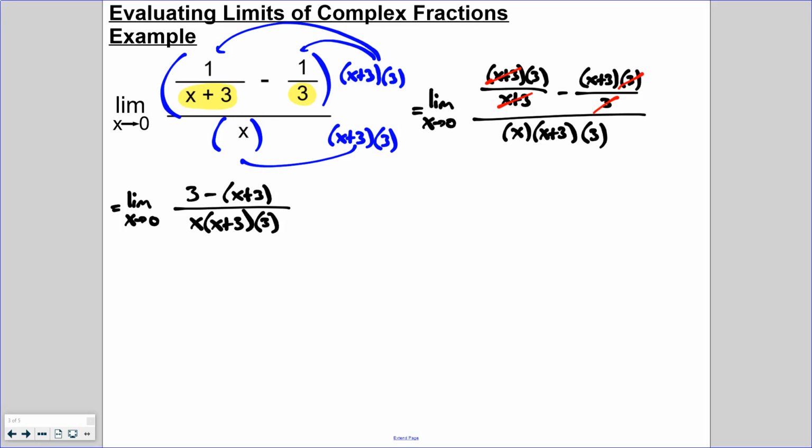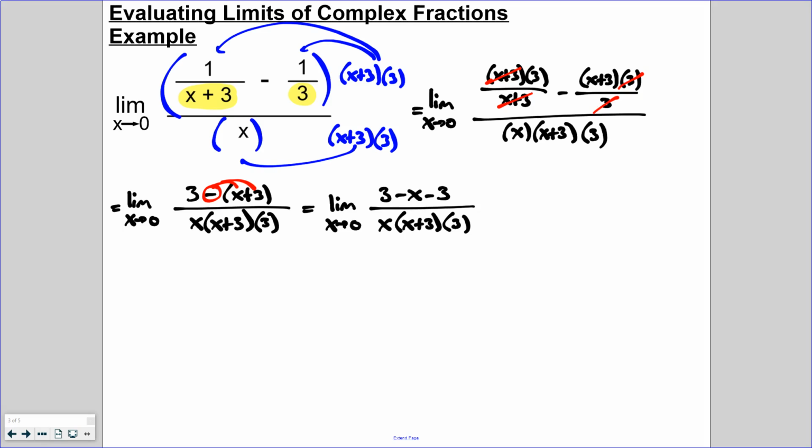Now, we do know that since we at first got 0 over 0, we're going to want to factor and cancel something out, which is why I left the denominator in factored form, because eventually I'm going to cancel something out. But first we have to simplify the numerator, and I can do that by distributing the negative, and that's going to leave us with the limit as x approaches 0 of 3 minus x minus 3, all over x times x plus 3 times 3.